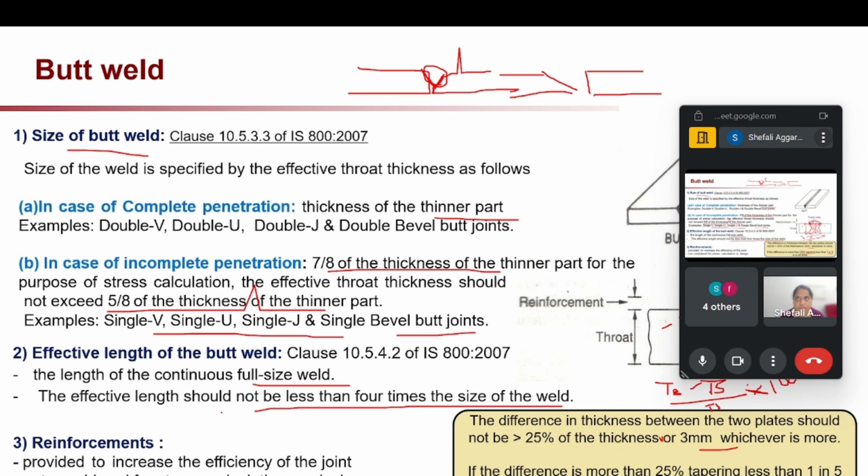These are just the specifications given by IS 800. Normally, we have to follow these things on site. If it is less than 4 times the size of the weld, that means our design is incorrect. Okay, right. So in that case, we have to reduce the size of the weld and do it again. No, we cannot reduce the size of the weld. That means we have to increase the effective length of our butt welding. Okay, got it.